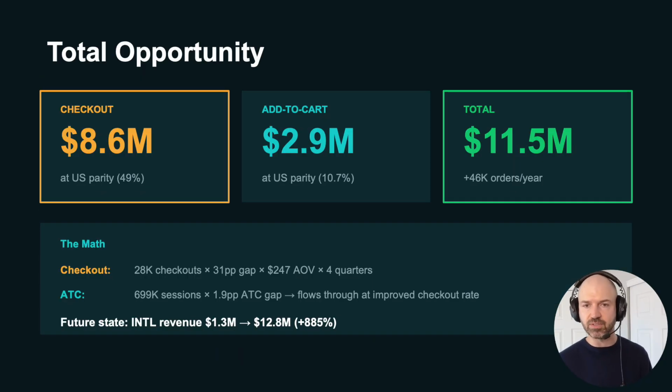Moving to the next slide, you can see those same figures represented here, and you can see the math that we used to get there. All of this is pulled automatically from your Shopify data. You don't have to do anything extra.